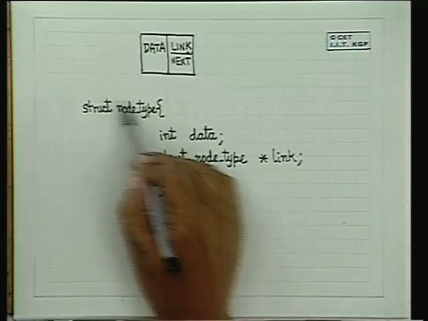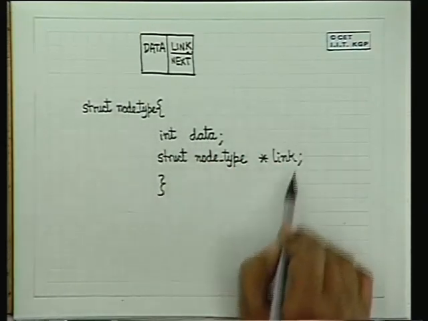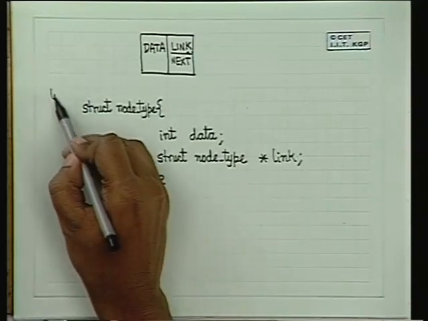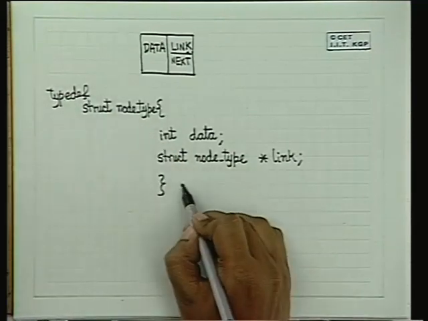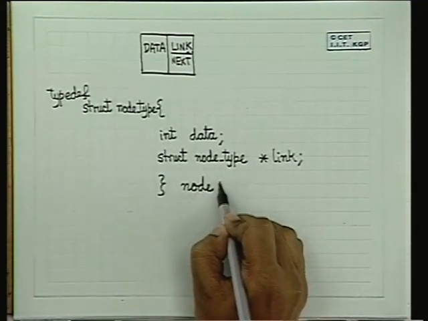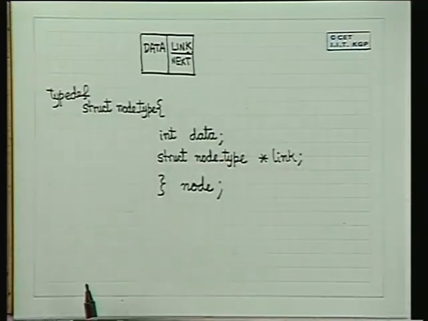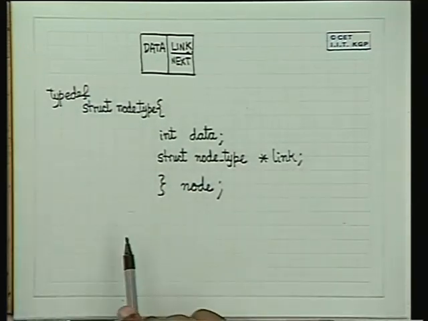variables of this structure. Suppose you declare node will be of this structure, and if you want a type definition, then you can just put in a typedef and call this node. Then node will be a type declaration of this type. Alright, so this is the type declaration of this type.